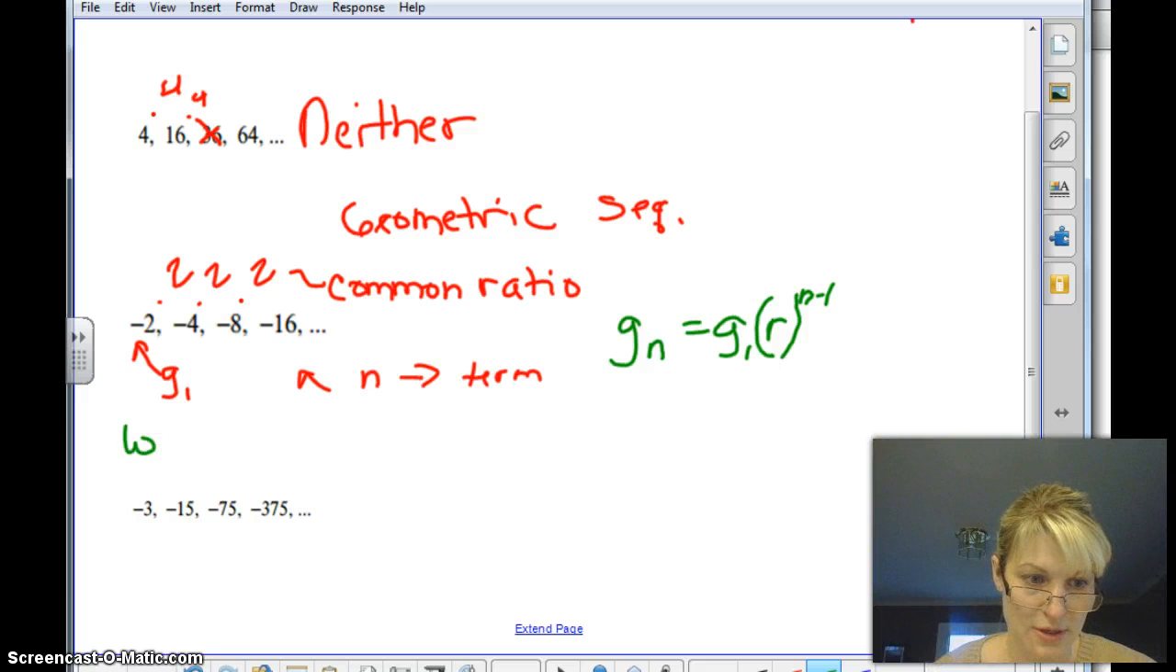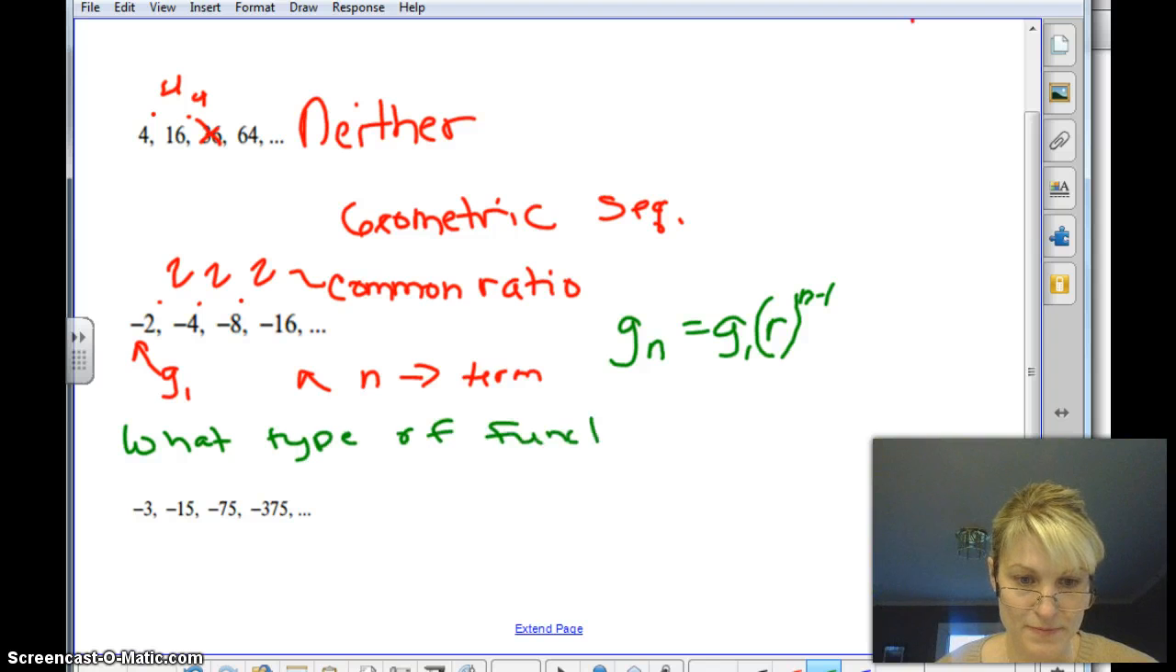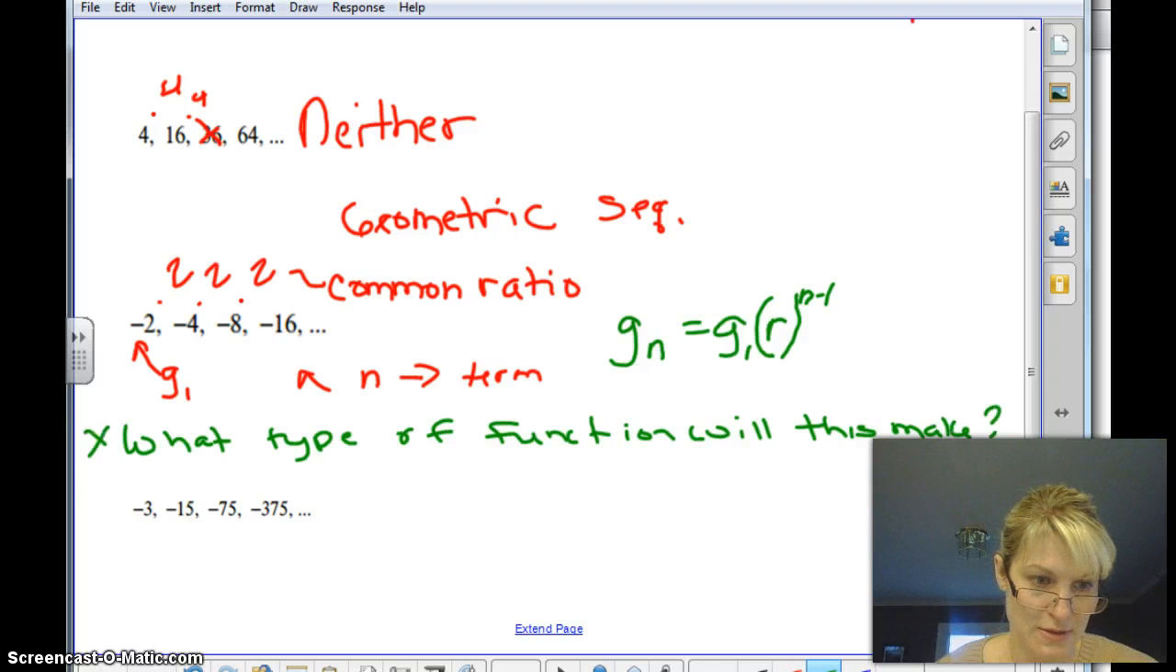Here's your question. What type of function or graph will this make? There's a question I want you to have in your notes for tomorrow. Make sure you have it.